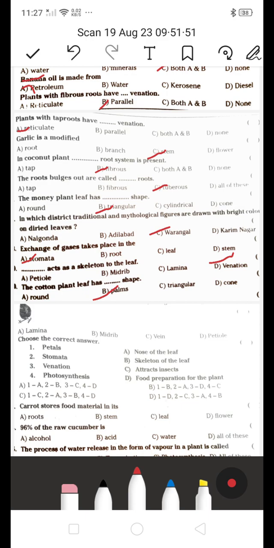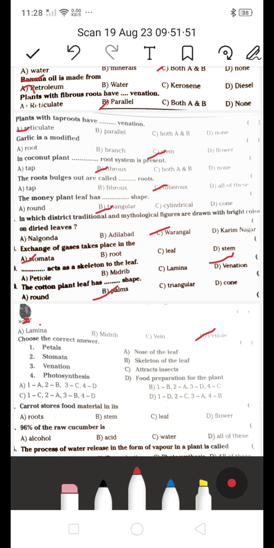Next one. They gave a figure, right? Is it a lamina, midrib, vein, or petiole? They are asking what this part is called. Lamina, midrib, vein, petiole. The answer is petiole. D is the right answer. This one is a petiole.